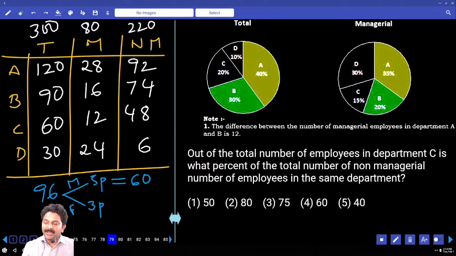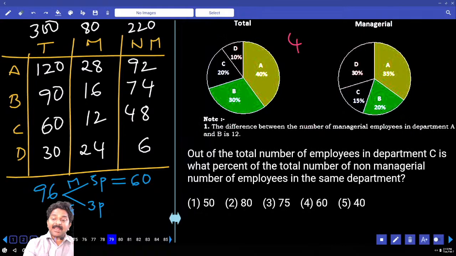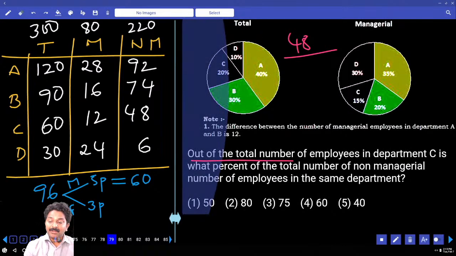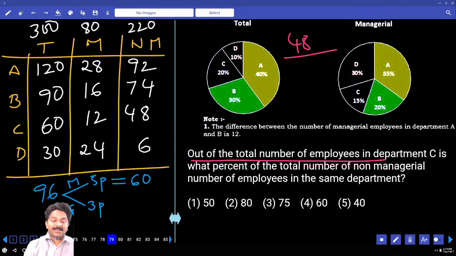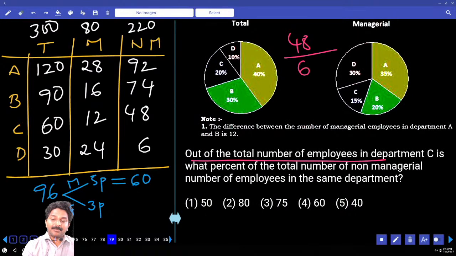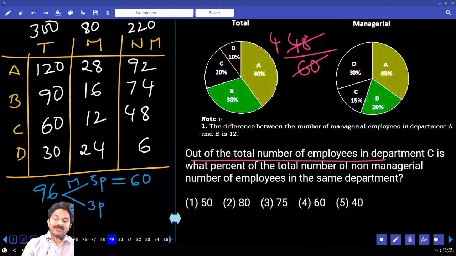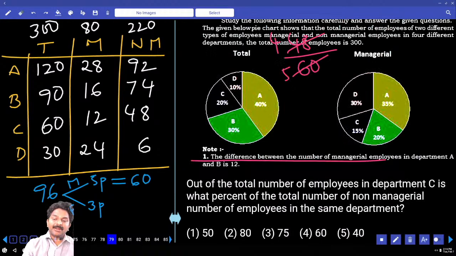Total number of employees in department C: the non-managerial number of employees in the same department is what percent of it? Non-managerial employees in the same department, how many are there? 48. Calculate as a percentage of the total employees in department C. In department C, how many do we have? 60. 12 4 times, 12 5 times into 100. What do you mean by 4 by 5? 80%.